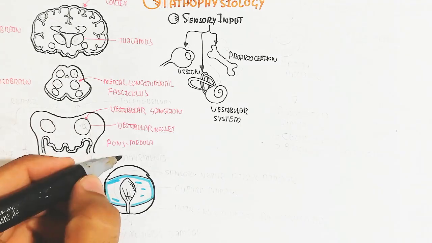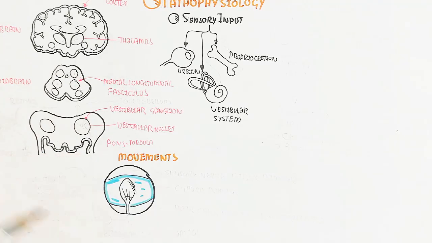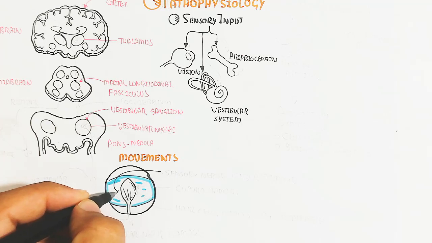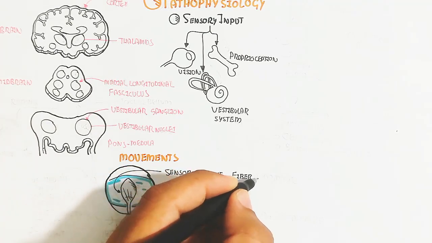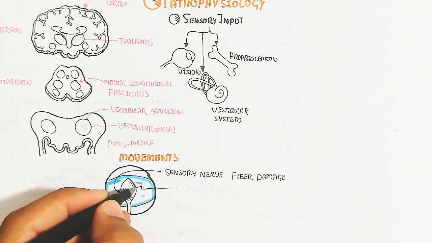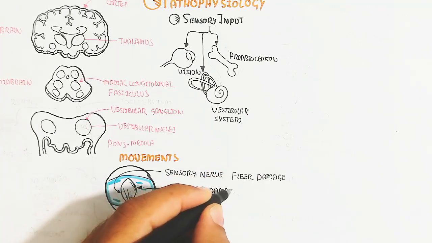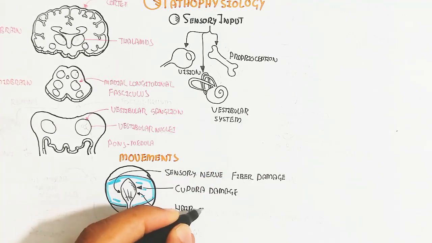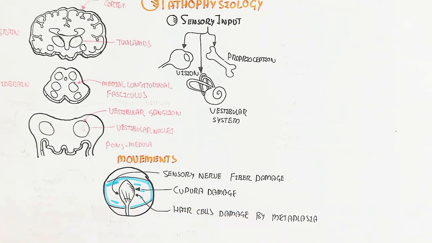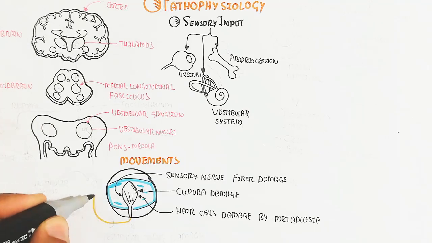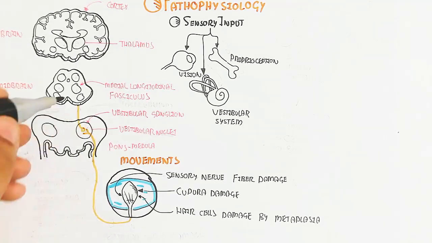In this way, here you can see I am again drawing the hair cells and sensory nerve fibers. They contain sensory nerve fibers, and capillary damage can also cause vertigo because there is no balance reflex, as can hair cell damage by metaplasia or tumor formation.